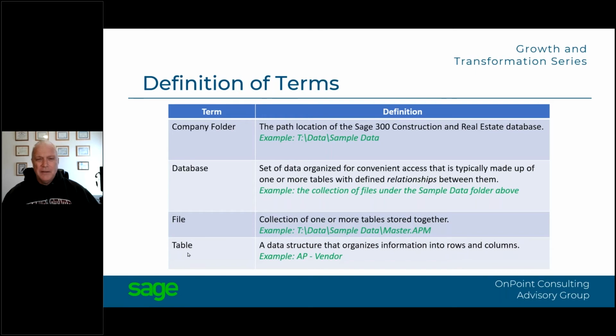A table, think about a table as an Excel spreadsheet, all right? It's just a table that organizes the pieces of information into rows and columns. For example, you've got an AP vendor table, right? That has all your vendor master file information, as well as more that we'll talk about.